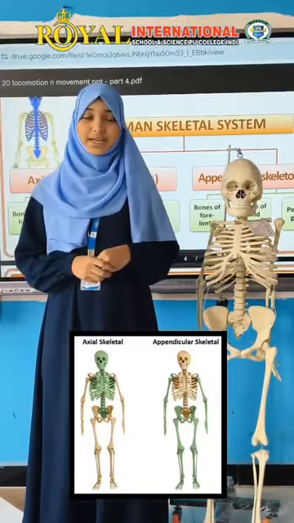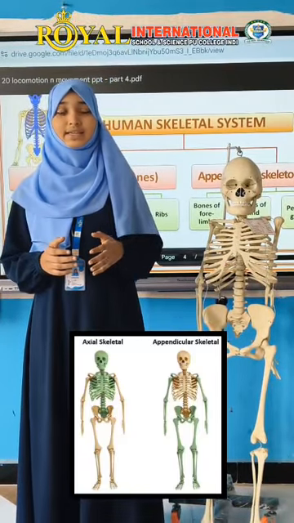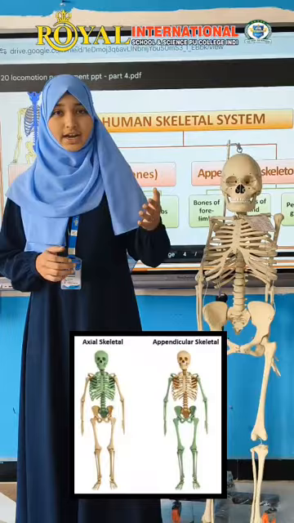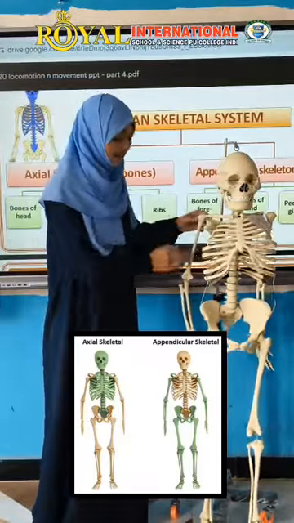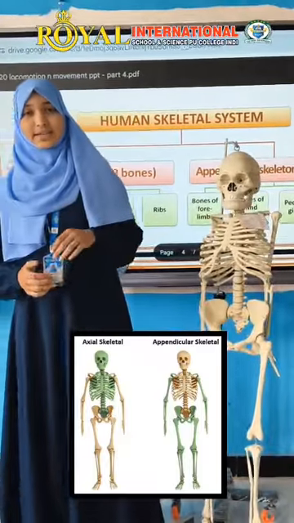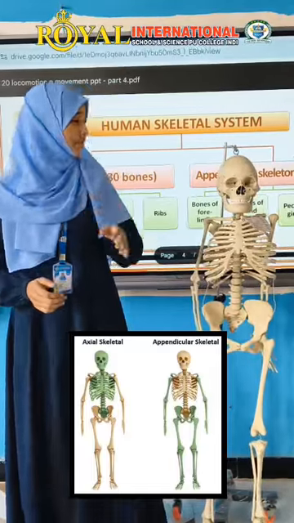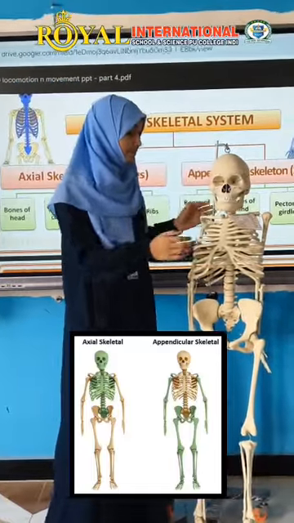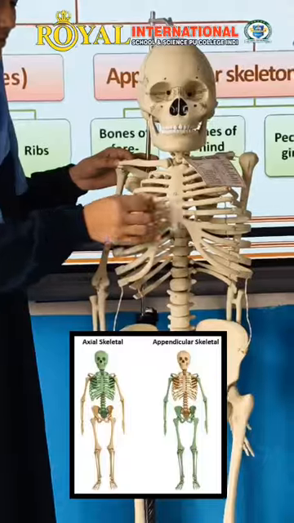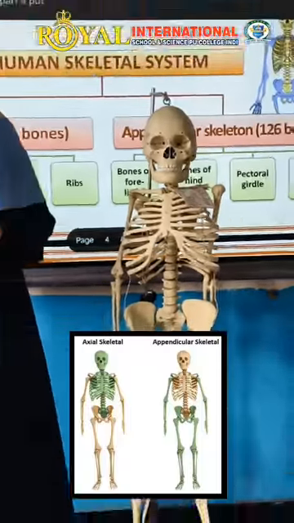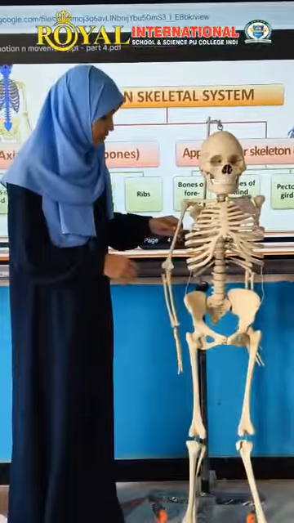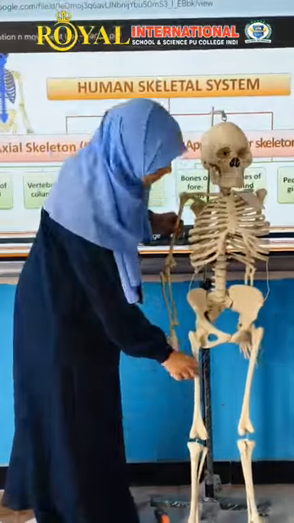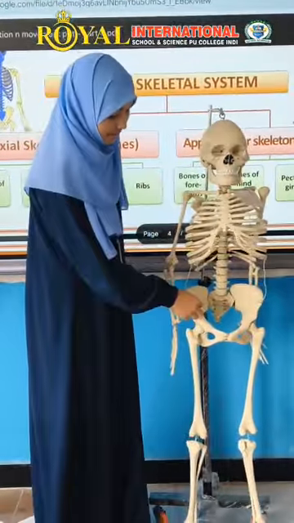Now, I am going to explain about the human skeleton. The human skeleton is divisible into two types. They are axial skeleton and appendicular skeleton. Axial skeleton is divided into four types. They are bones of head, vertebral column, sternum and ribs. And appendicular skeleton is divisible into four types. Bones of forelimbs, bones of hind limbs, pectoral girdle and pelvic girdle.